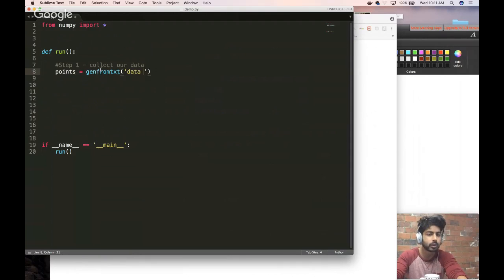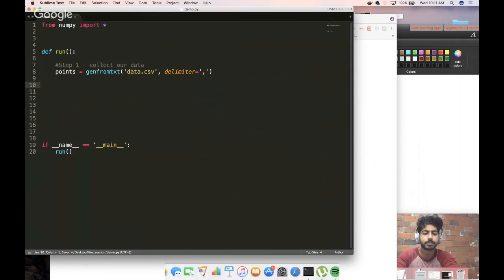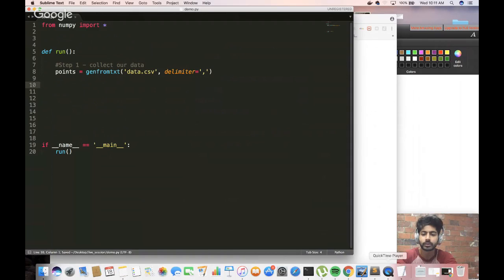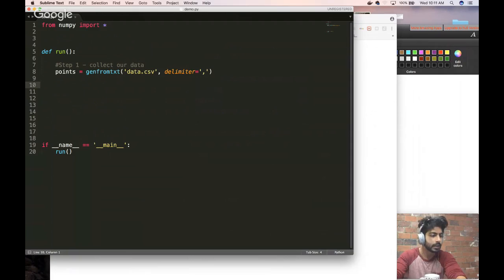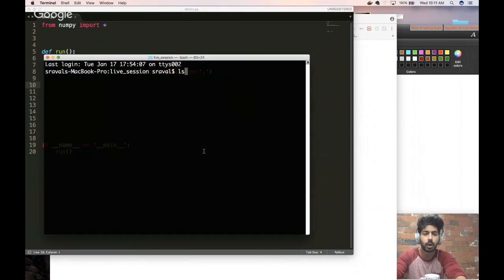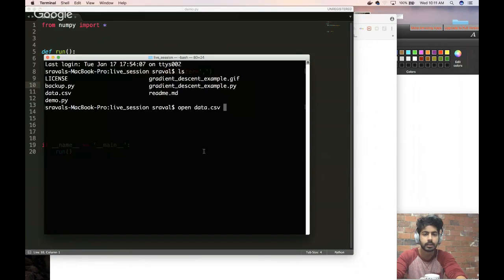And what this is gonna do is get the data points from our data file. And let me show you guys the data file as well. Basically we're gonna separate it by the commas, okay? And we're gonna get those points. So what does this data look like? Well, let me pull up the terminal and show you guys exactly what this data looks like. It's data.csv.